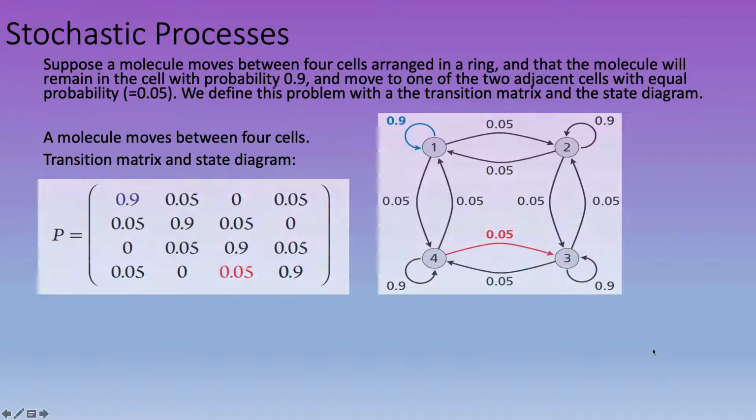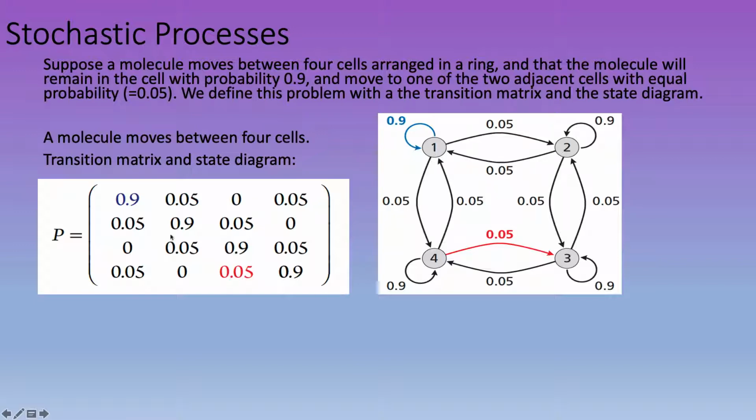So if we have these 4 cells with this molecule, you could visualize it as a diagram like this. We have position 1, position 2, position 3, and position 4. The molecule can either stay within each position with a probability of 0.9, or it can move to a neighboring position with a probability of 0.05 or 0.05. So it can't go across this way, as defined by this problem up here. This is how we can visually diagram the state diagram of where this molecule would be.